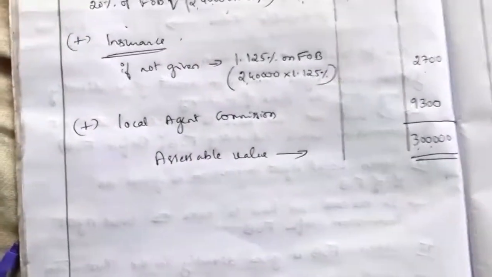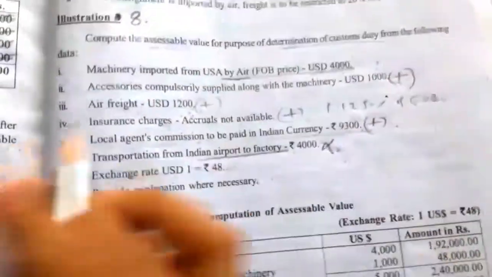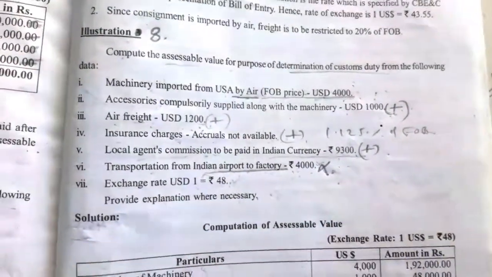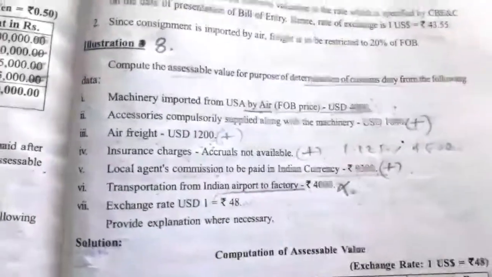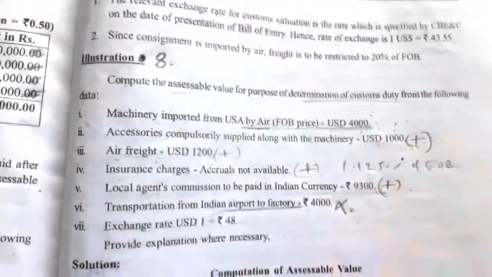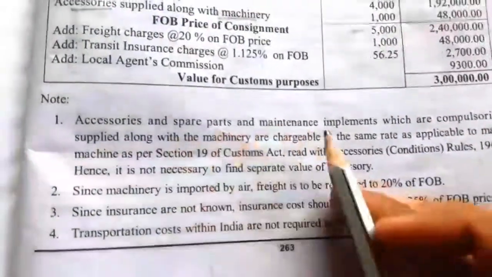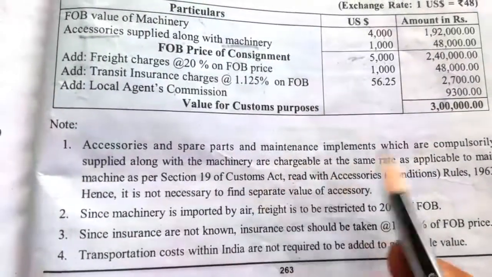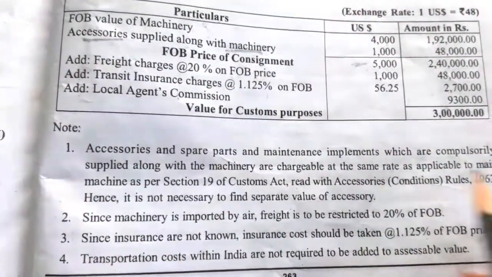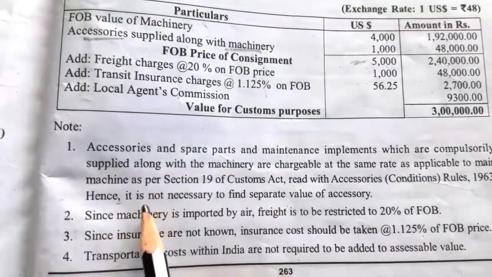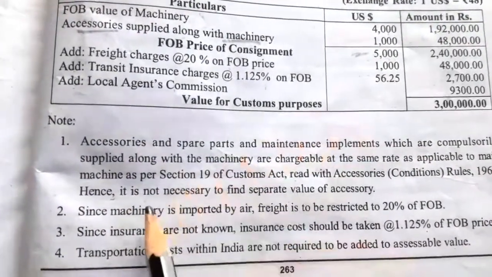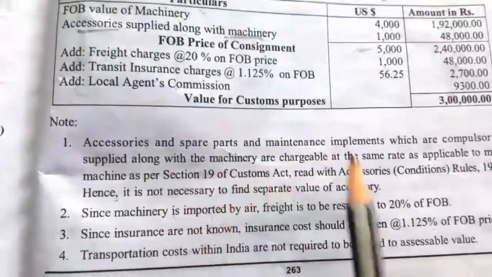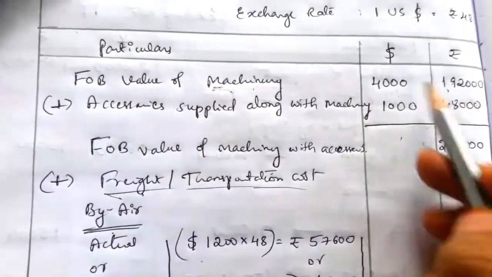Next we have to write the note about the information which is not considered. The transportation from Indian airport to factory is not taken because it is incurred after import. And accessories also we have to add. So write the note: accessories or spare parts or maintenance equipment are compulsorily supplied along with the machine, chargeable at the same rate applicable to the main machine. So we have to add together. It is not necessary to find a separate value for accessories. We add together the accessories and the FOB value.